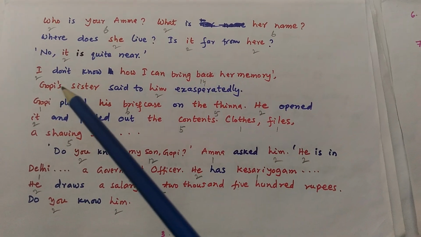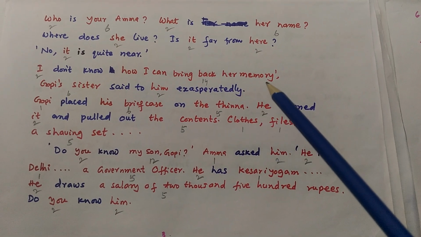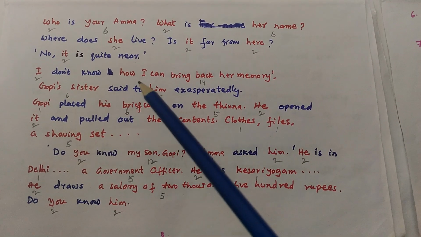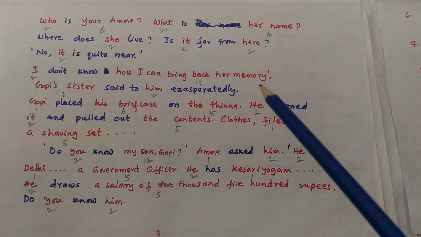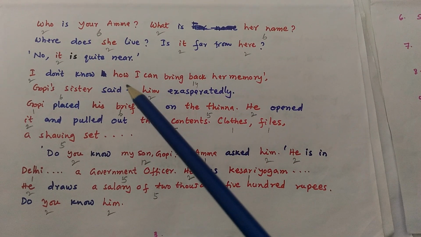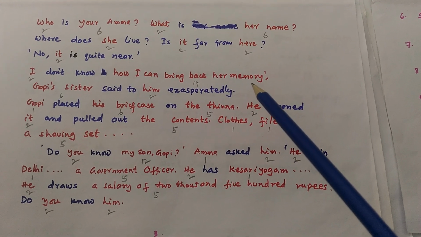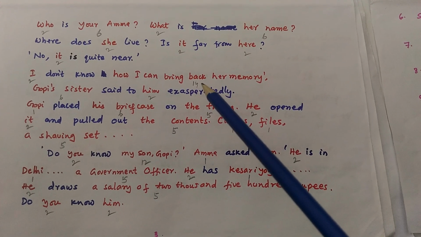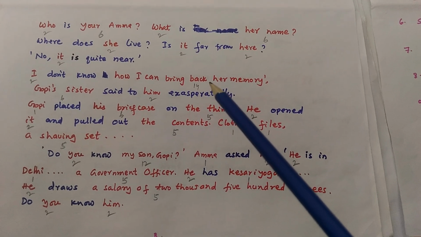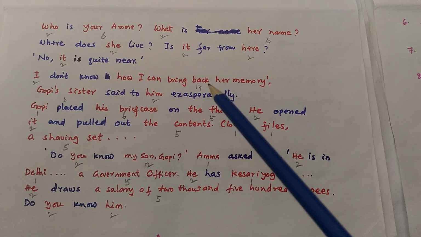Here, I don't know what. How can I bring back her memory? This is a noun clause. So the entire noun clause is also called a noun phrase in a broad sense. So this is the indicator number 14. So by indicators, we can easily know why a particular noun phrase is called so.